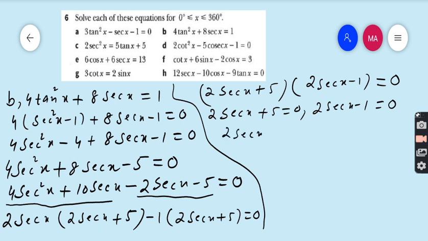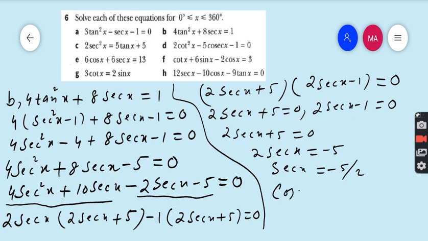2 sec x plus 5 is equals to 0. 2 sec x is equals to minus 5. Sec x is equals to minus 5 upon 2. The reciprocal of sec is cos. So cos x must be minus 2 upon 5. Assign the name of this equation as equation number 1.